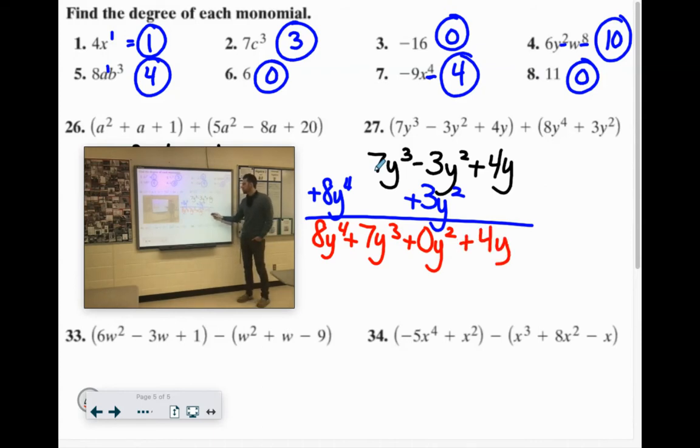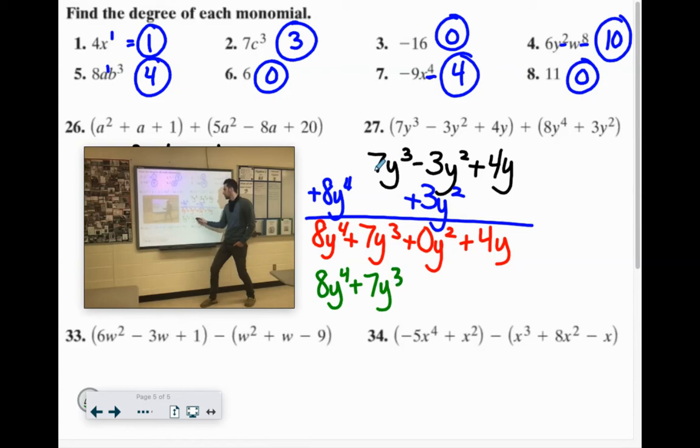So if we were to clean that up, we would have 8y to the fourth plus 7y to the third. We'd have 0y squared, so you don't even write it. And then you have the plus 4y. That would be your final answer here.